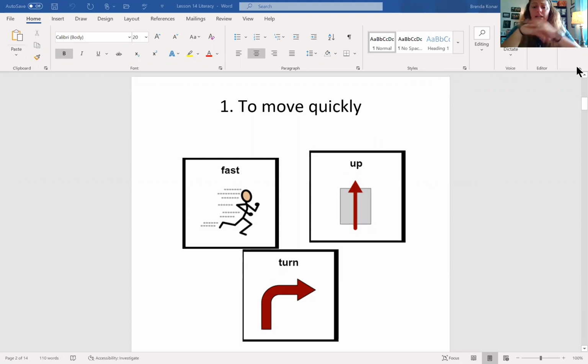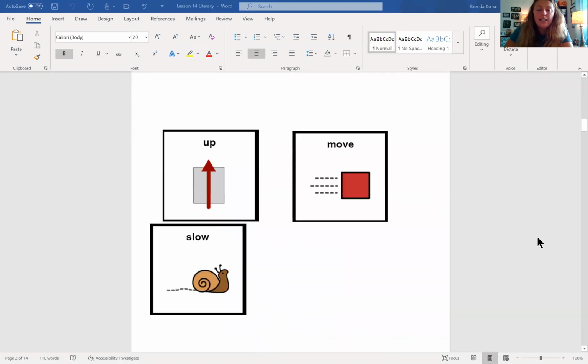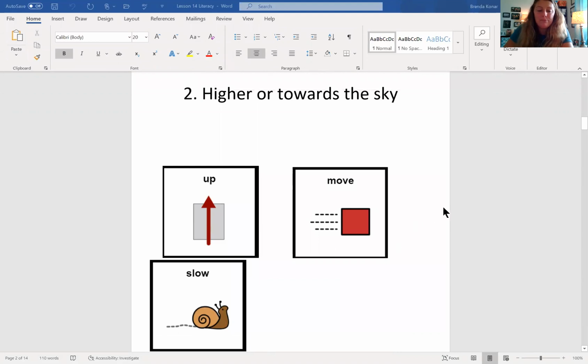Okay, so what does it mean? Number 1, to move quickly. So think of a cheetah for this one. Move quickly like a cheetah. Does that mean fast, up, or turn? Number 2, to move higher or towards the sky. Does that mean up, move, or slow?